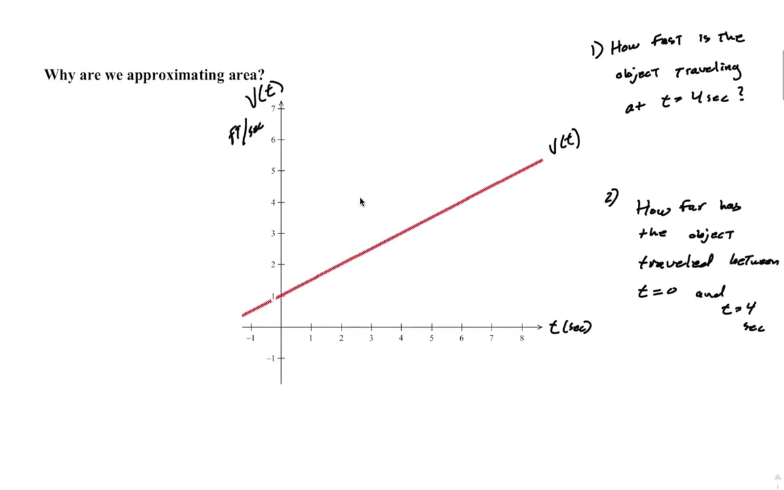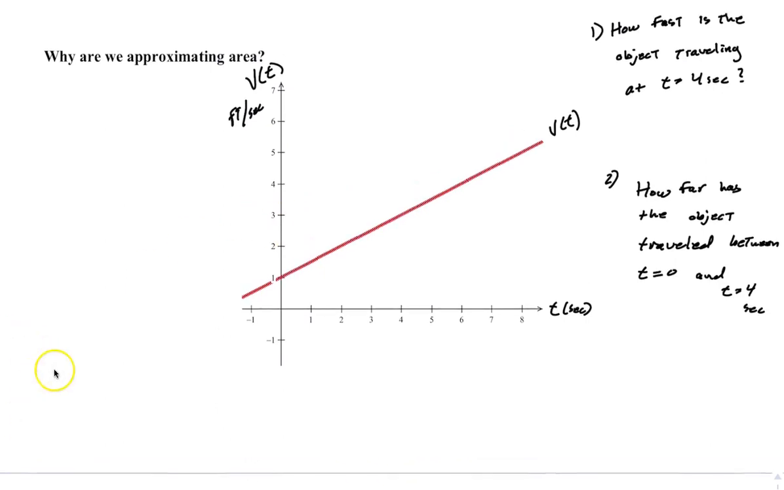So let's start off and talk about why. Why are we approximating area? To find out why, let's look at the example I set up here. So in this example, I give you the velocity function. So we have velocity in feet per second, and we have time as our x-axis in seconds.